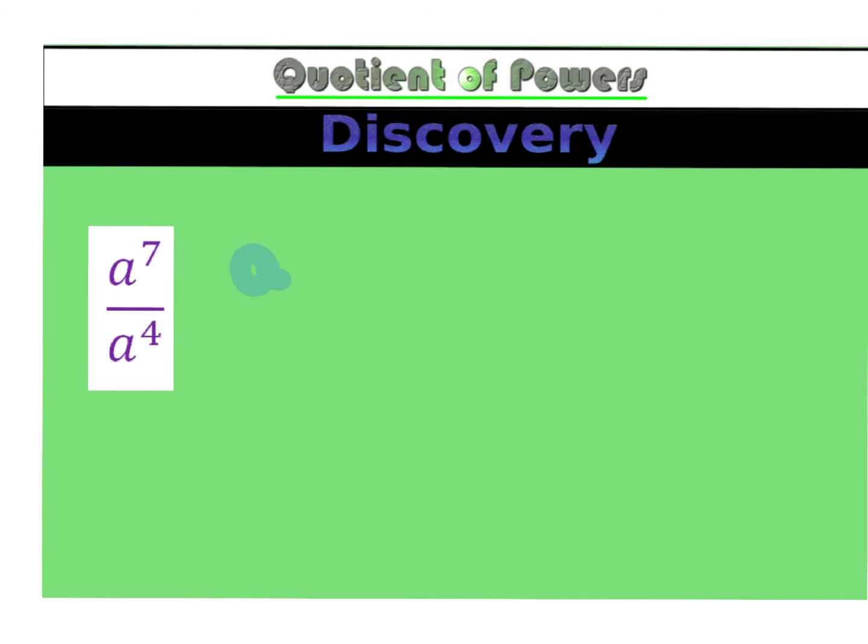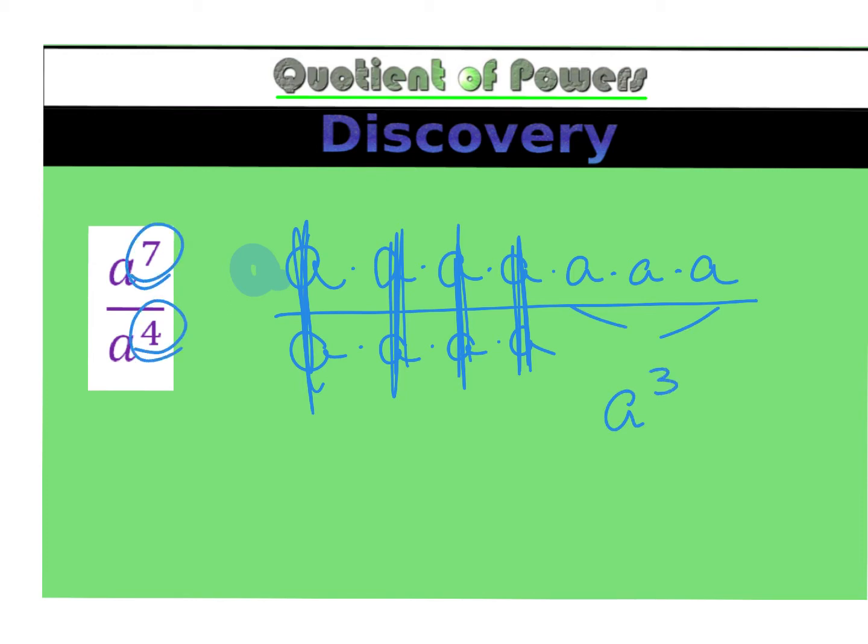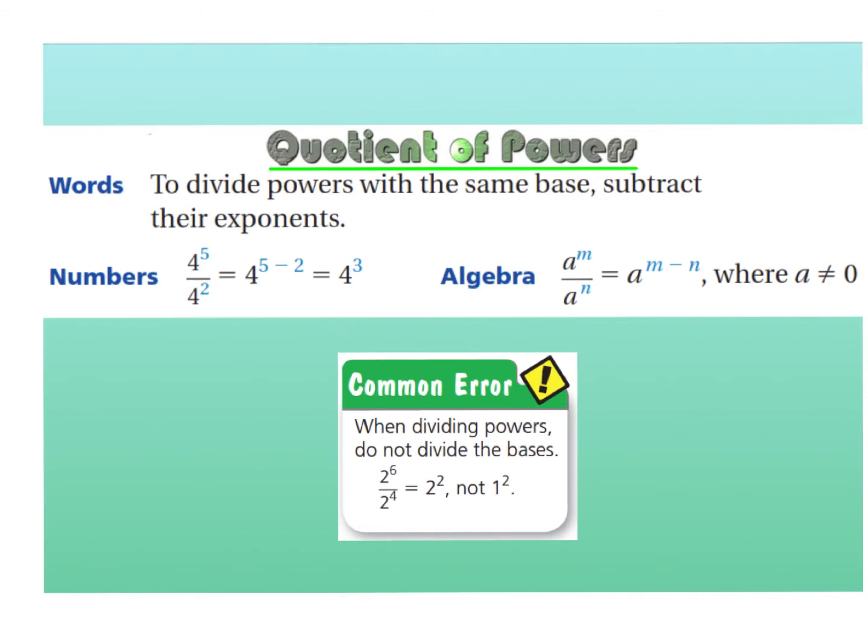That might help better. So we have a times 2, 3, 4, 5, 6, 7. All of that divided by a to the 4th. So 1, 2, 3, 4. And again, these equal 1, this equals 1, this equals 1, this equals 1. So we have a to the power of 3. And again, I'm going to ask, if you look at our two exponents, is there a shortcut? We are going to subtract. 7 minus 4 equals 3.